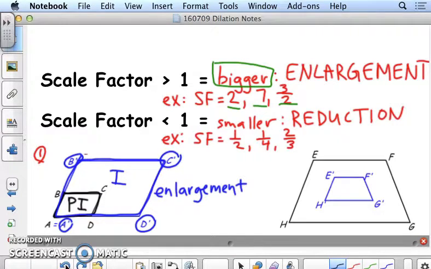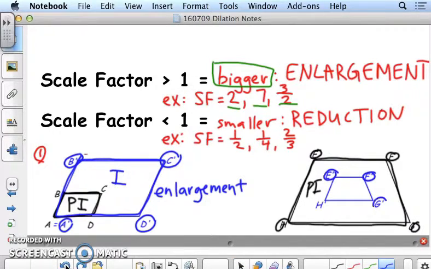Well, I recognize that E, F, G, and H have no primes. That means this black figure is my pre-image. And I notice this blue one has the little primes on each point. So G prime, H prime, E prime, and F prime. This will be my image. So if I start at my pre-image and it is large, and I result in a smaller figure, which is my image, this would be called a reduction.